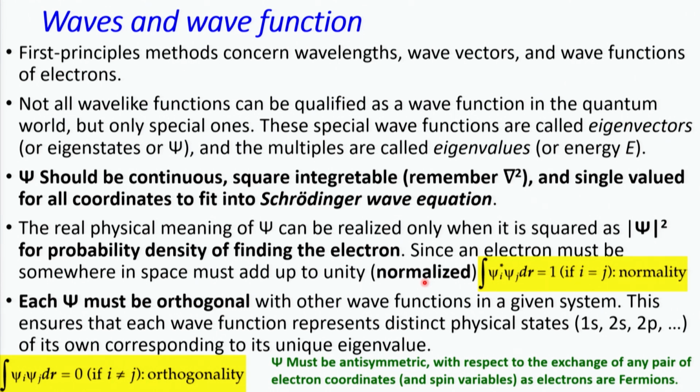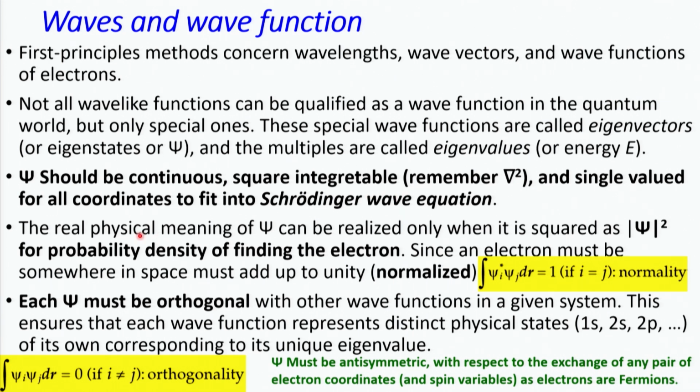So psi should be, what are the different natures of the wave function? It should be continuous, it should be square integrable, because we have the kinetic energy term, the del square, so it has to be double differentiable, and also it should be single valued for all coordinates to fit into the Schrödinger wave equation. Okay.